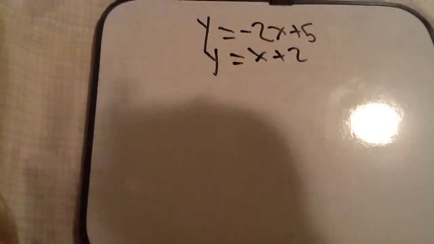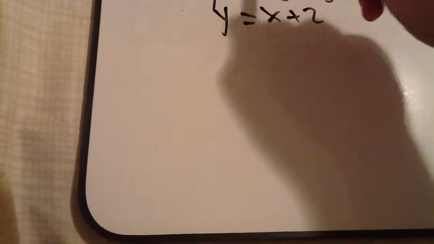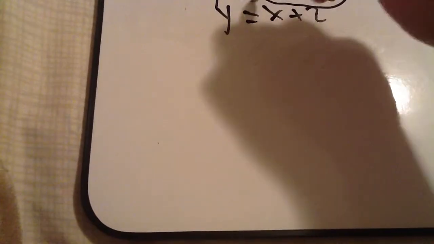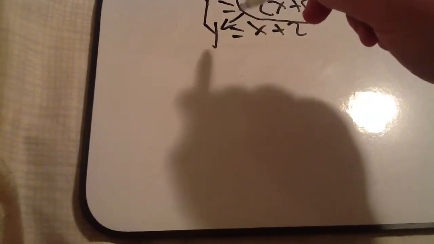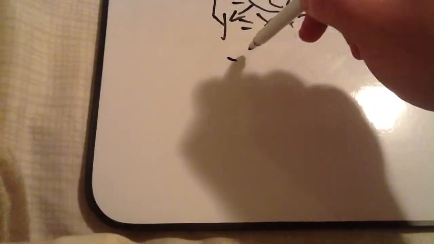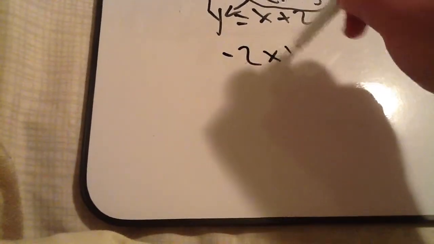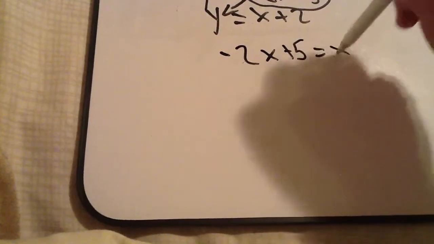Alright. So let's say you have an equation like y equals negative 2x plus 5 and y equals x plus 2. You can solve for either. I'm going to do the top, and this is what you're going to do. The equation is going to change to negative 2x plus 5 equals x plus 2.